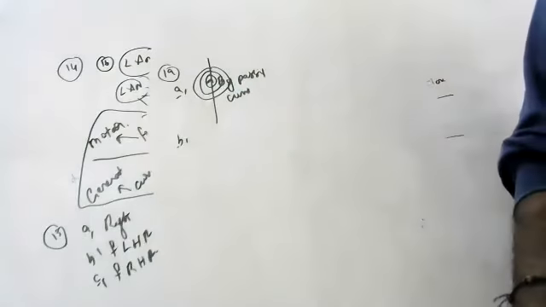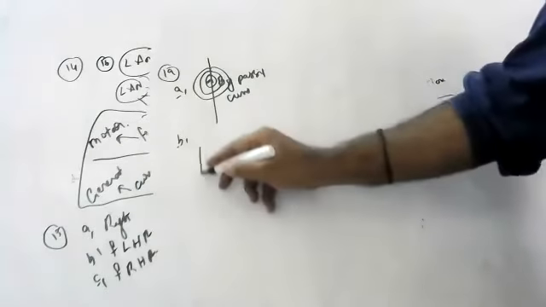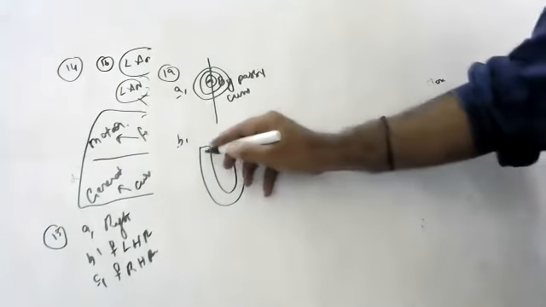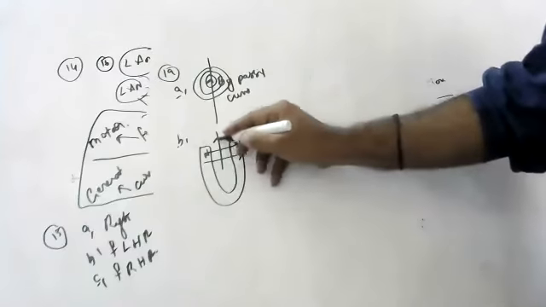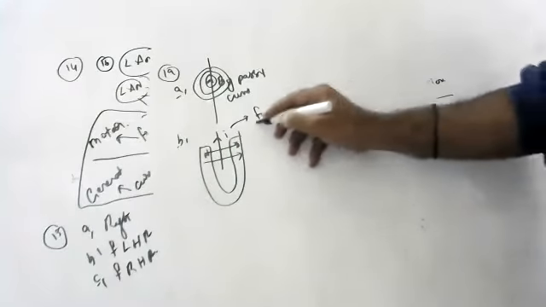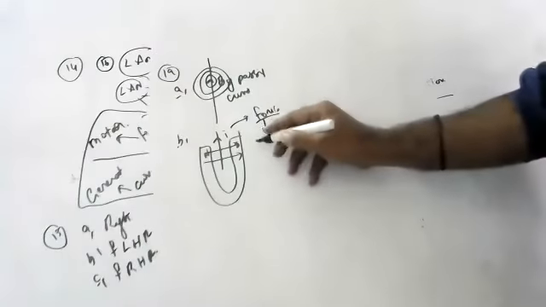Okay, next question. Describe an activity with a labeled diagram to show that a current carrying conductor experiences a force. Children, a current carrying conductor experiences force. Do you remember this activity? This is the magnetic field. Here we will keep a current carrying conductor, and this experiences force.